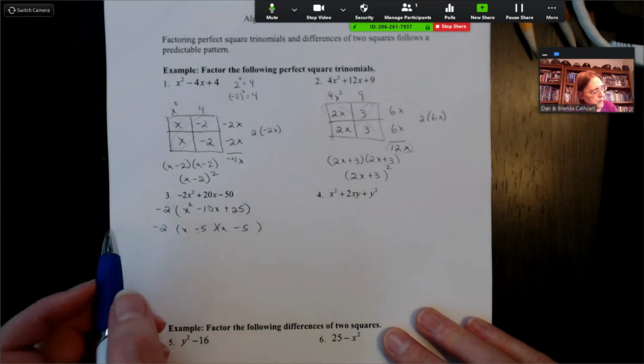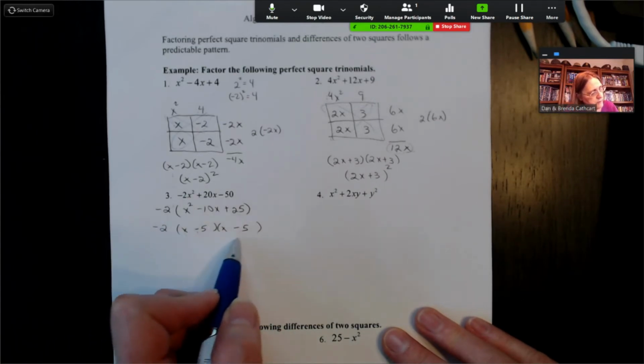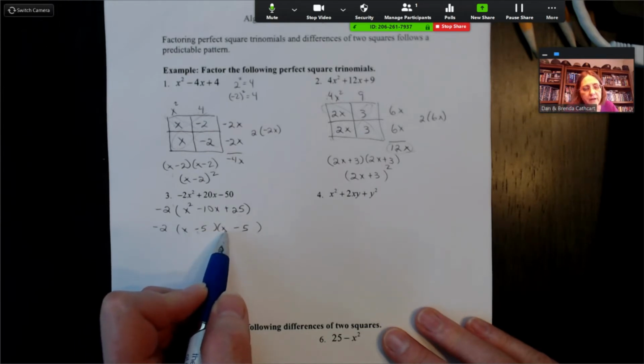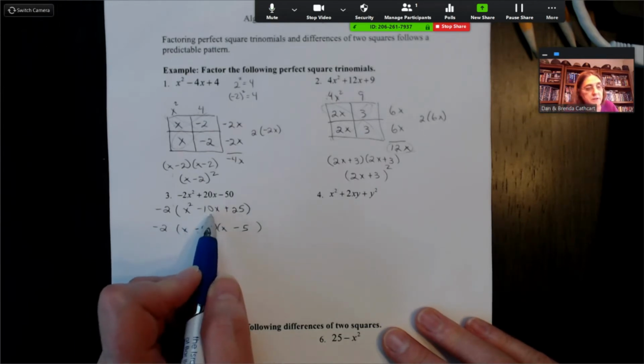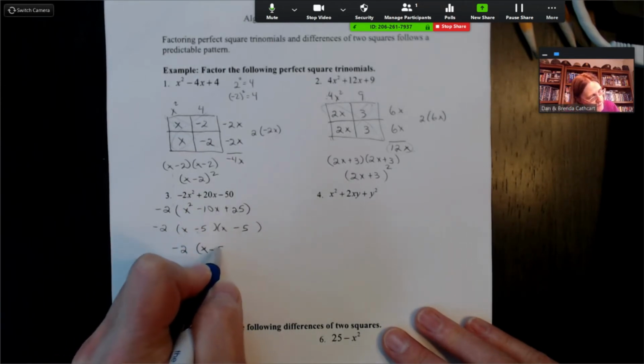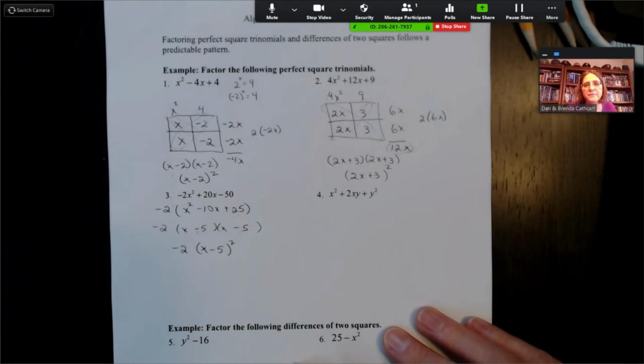Just a quick check of our outer and inner term. Our outer term is negative 5x. Our inner term is also negative 5x. Two identical terms to get negative 10x. So we have negative 2 times x minus 5 quantity squared.